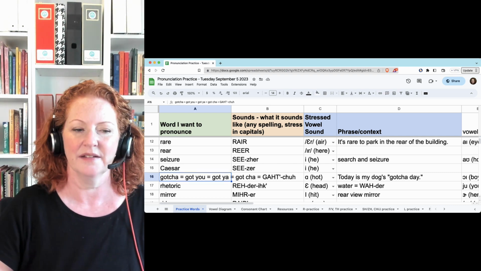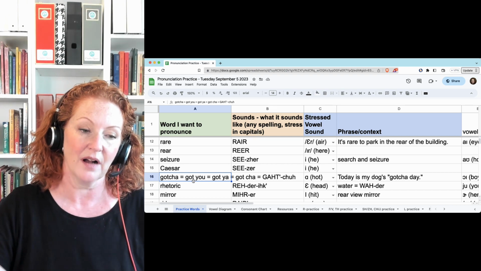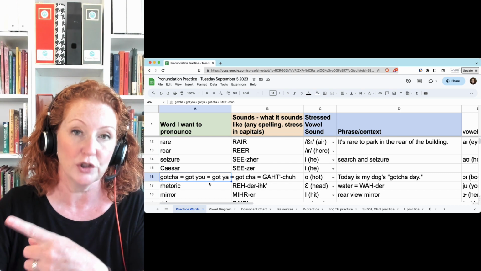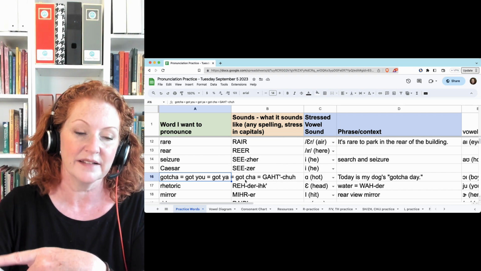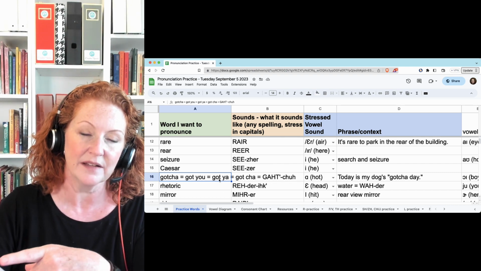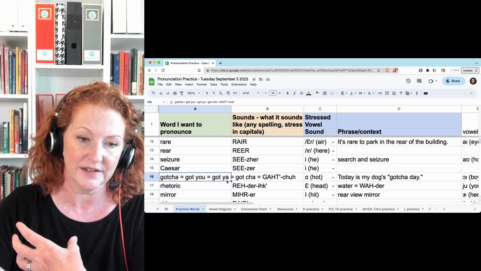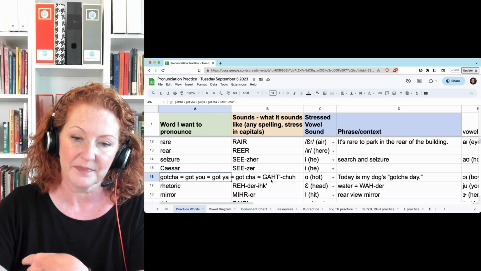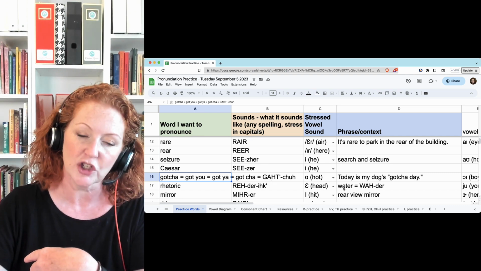Gotcha. This is usually spelled like this because it's a combination of got you. And to make anything more casual, change you to ya. And that sounds like a cha because the T and the Y next to each other make a cha sound. So it really sounds like gotcha, gotcha. And today is my dog's gotcha day.